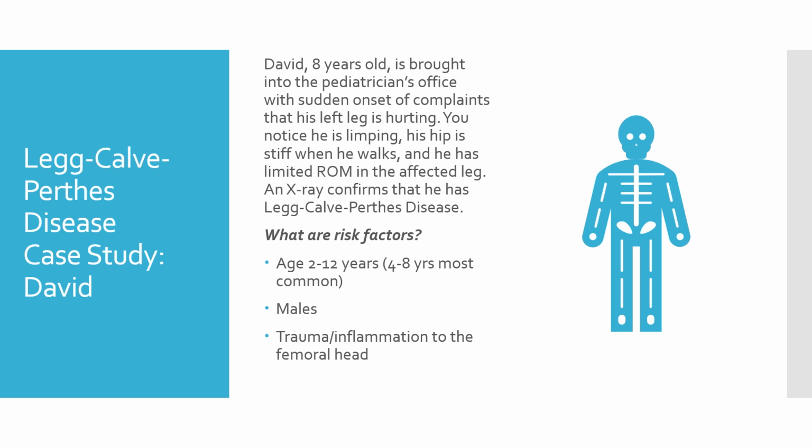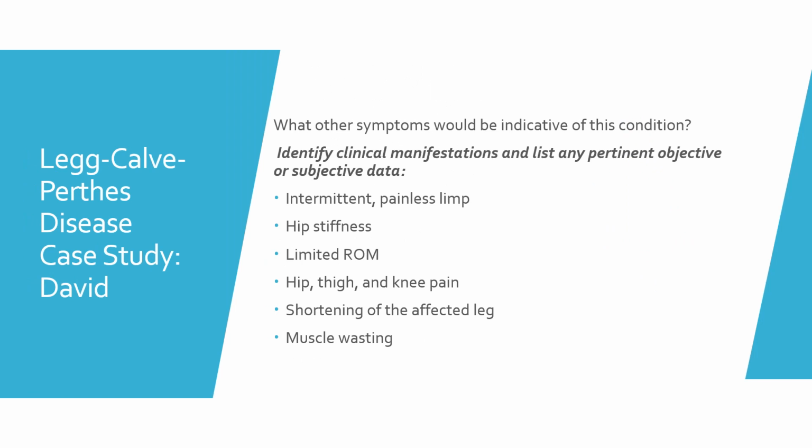So what risk factors do we have here? Ages 2 to 12 years, with the most common age being 4 to 8 years, males, and then as a risk factor, we might look back on the history and see that he had some sort of trauma or inflammation to the femoral head.